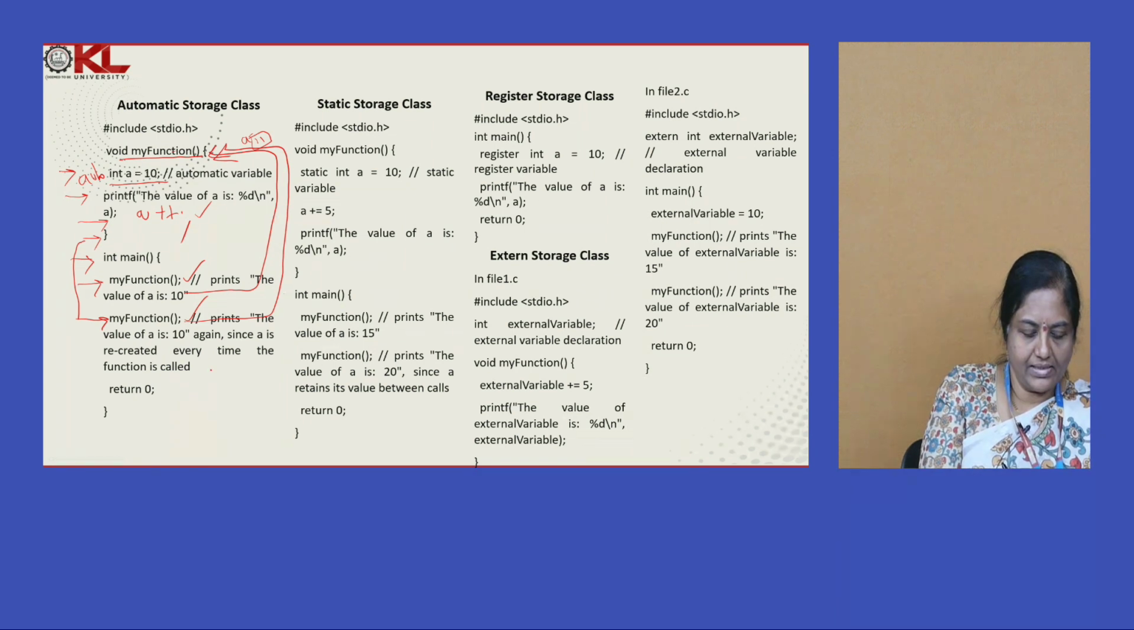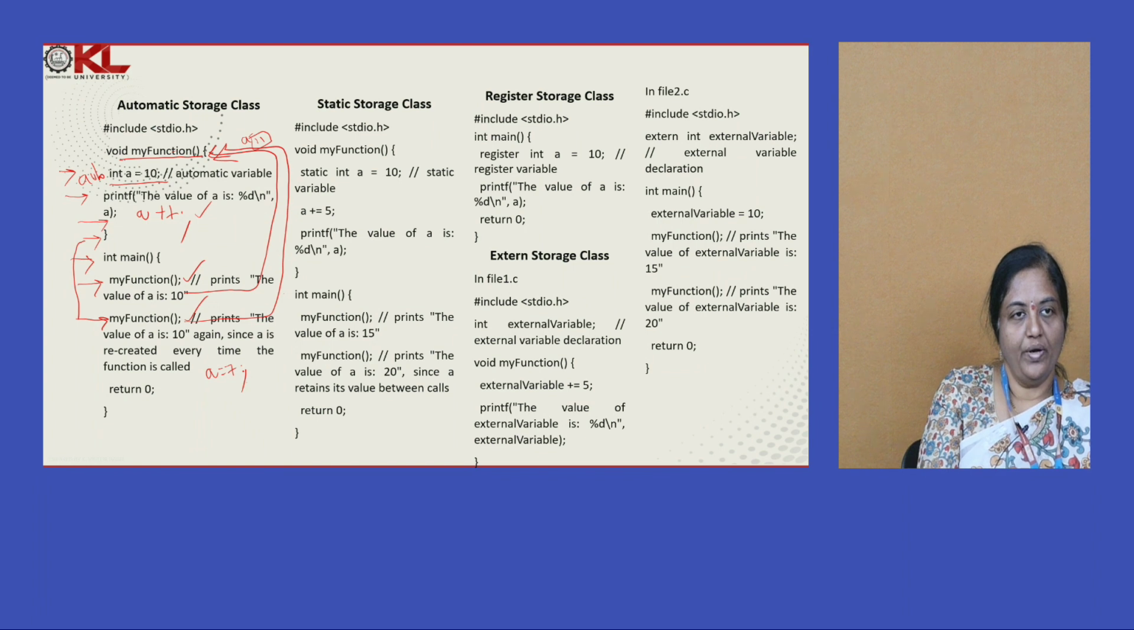If you try to access A here, if you try to print A is equal to some 7, it won't be accessed. The scope and visibility of this auto variable is within my function only. If I try to access it outside that, it won't work. It is wrong.